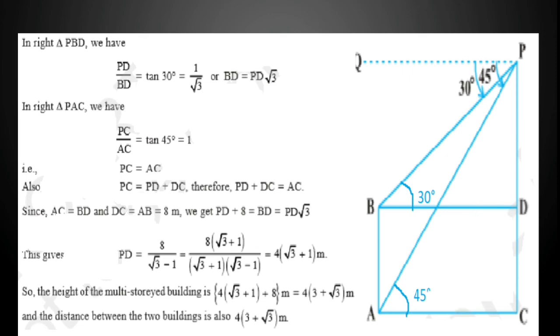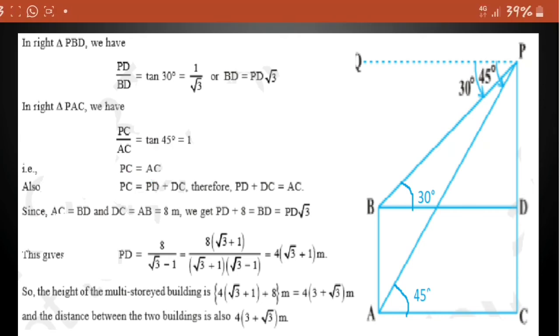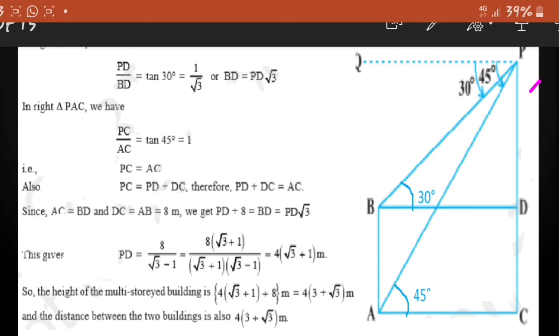If you look at the PAC triangle, you can say that PC by AC is equal to tan 45 degree, which is equal to 1. That means PC is equal to AC. So if you look at the figure, PC is equal to PD plus DC. So in place of PC is equal to AC, you can write PD plus DC is equal to AC.